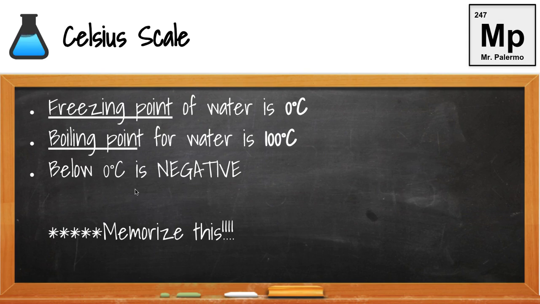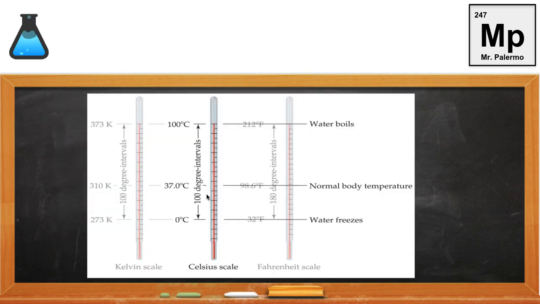The Celsius scale actually was built around the freezing and boiling point of water. So simply, the freezing point of water is 0 degrees Celsius and the boiling point is 100 degrees Celsius. And then anything below freezing, below 0, is going to be a negative number. And you have to memorize these values for this course. So again, the freezing point is 0, anything below that is negative, and then if you go up a 100-degree interval, you get to 100, which is the boiling point of water.